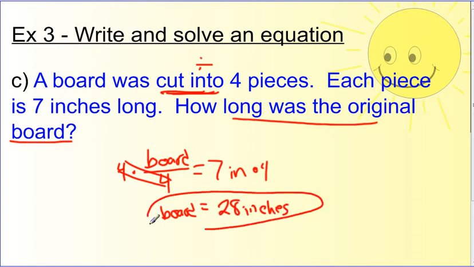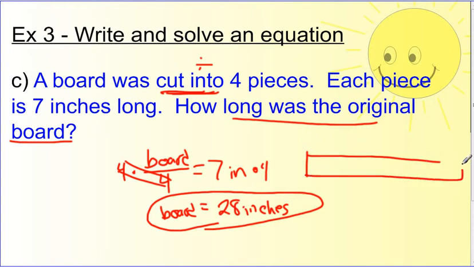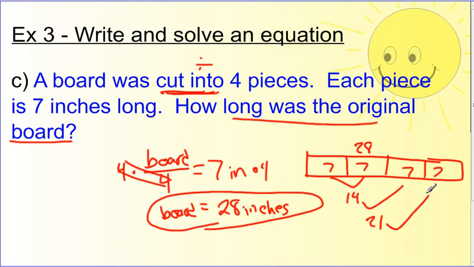Now let's see if that makes sense. Imagine you have a board. It's 28 inches. If you cut it into 4 pieces, how big is each piece going to be? We say it should be 7. Is that right? 7, 7, 7, 7. 7, 7 is 14, plus another 7 is 21, plus another 7 is 28. That is correct. We double checked our answer. We have our labels. We're good.